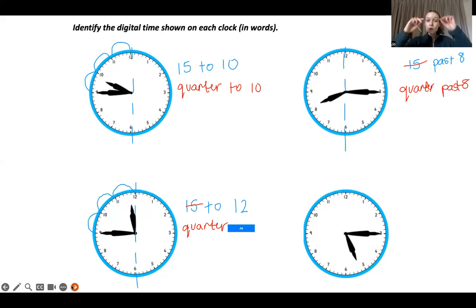You can write your answers where you do 15 to or 15 past the hour and then write the full quarter version, or you can just cross out the 15 and replace it with a quarter.